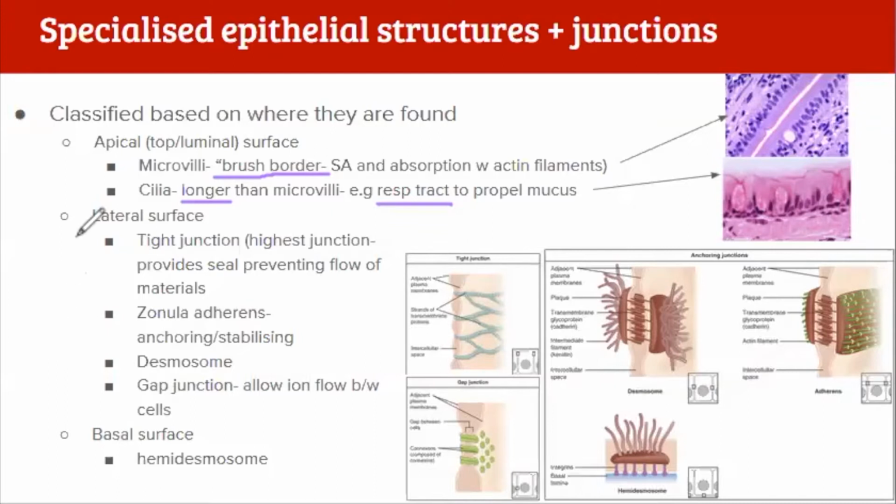On the lateral surface, talking about a couple of junctions. You've got a tight junction, and this is the very highest up, just right here. And zonula adherens, an anchoring junction, you've got the desmosome and gap junction, as well as on the basal surface, the hemidesmosome. I think the main thing which was helpful for me when I was studying this was just knowing what they look like, and I think that was the key part. But that kind of wraps up epithelium.